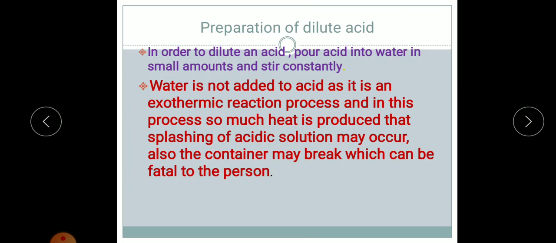So this is very important. Note the precautions that we need to take when diluting the acid. Water is never added to acid. Since it is an exothermic process, heat is produced, and that will cause splashing of acidic solution, and if you are preparing it and you are nearby, then it might splash onto your face. So you need to be very careful.